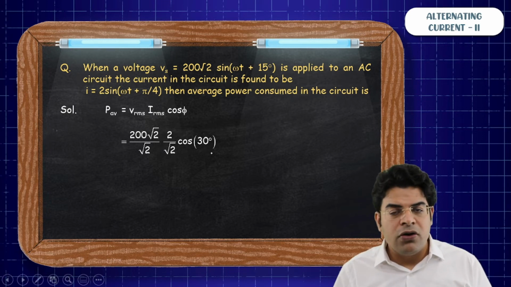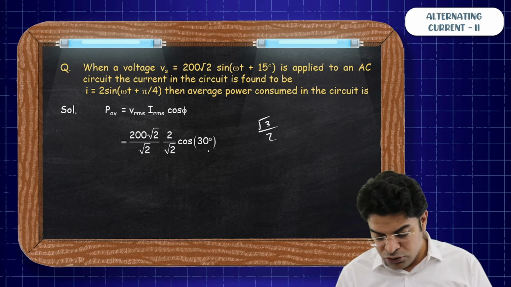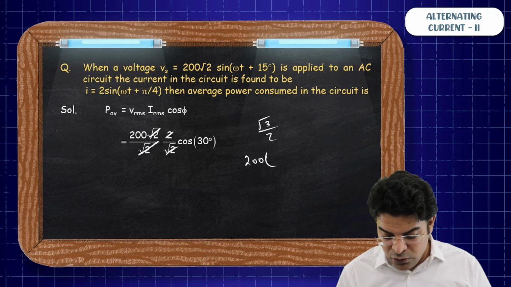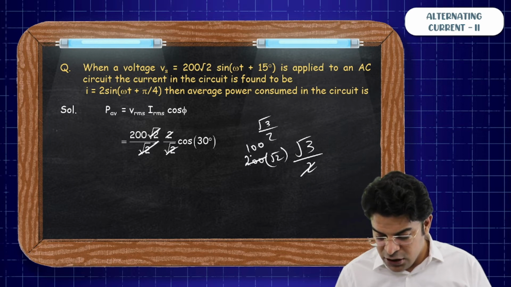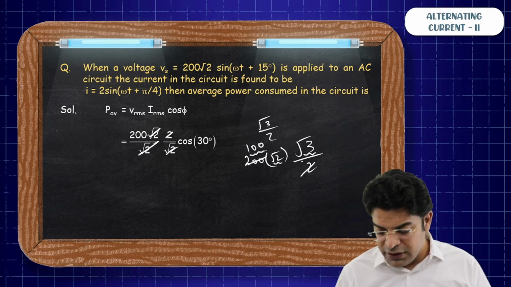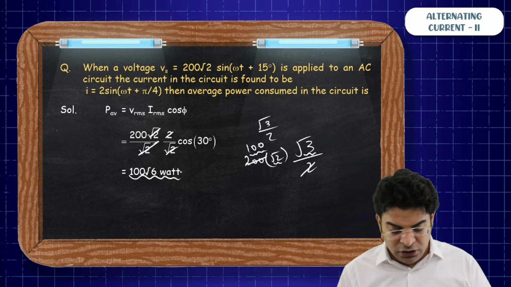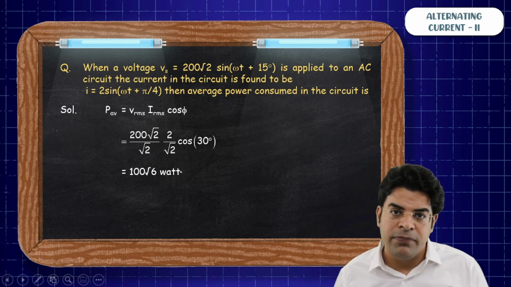We know that cos 30 is root 3 by 2. And this root 2 gets cancelled. So you get 200 into 2 here, root 2 here. You get a root 2 into root 3 by 2. You can cancel this out, and here you will get 100. So you will get 100 into root 2 into root 3. That becomes 100 root 6 watt. This is how easy the questions are.